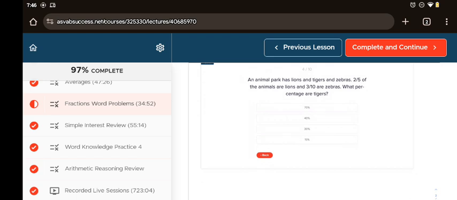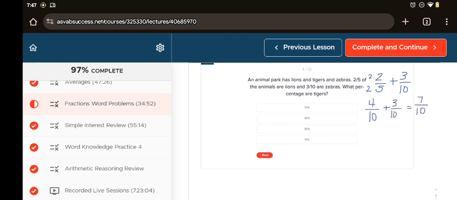Number 4 says, an animal park has lions and tigers and zebras. 2/5 of the animals are lions, and 3/10 are zebras. What percentage are tigers? This question is great because it mixes fractions and percent. First things first, we want to figure out what fraction are actually tigers. First we need to find out what's left over. So we have 2/5 lions plus 3/10 zebras, and then something else that's tigers, but we don't know it yet. To add these together, I multiply this by 2. I get 4 over 10 plus 3 over 10.